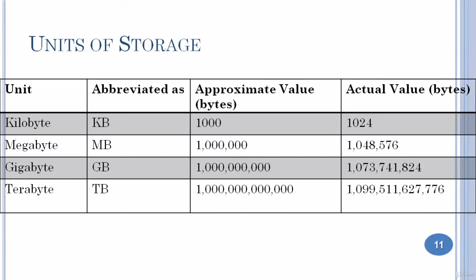The first unit is a kilobyte, which is abbreviated as KB, and its approximate value is 1000 bytes. Next is a megabyte, which is abbreviated as MB and its approximate value is 1 million bytes. The actual value in bytes is 1048576.